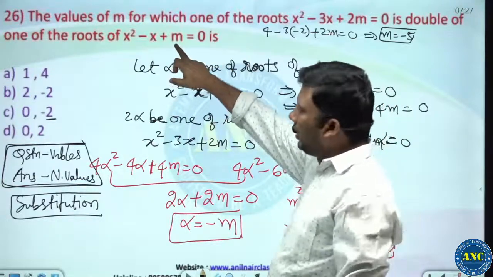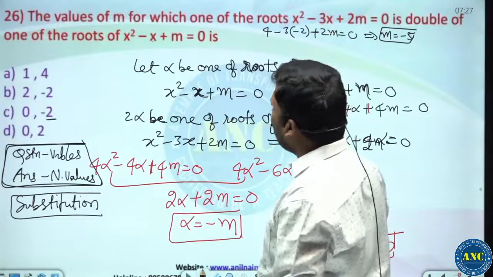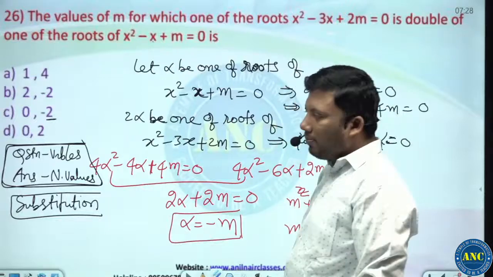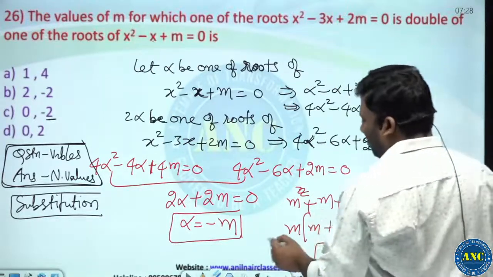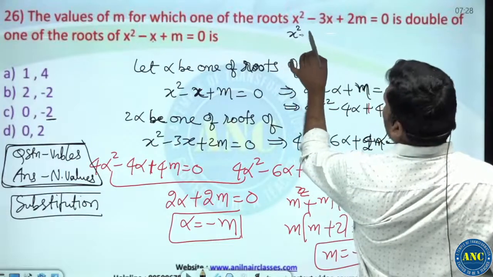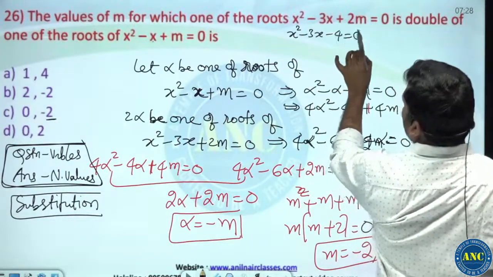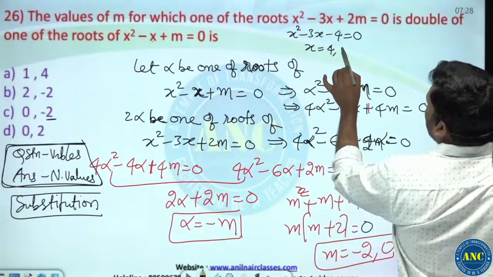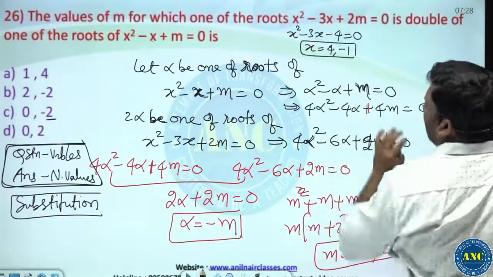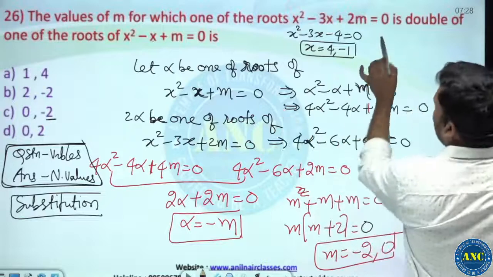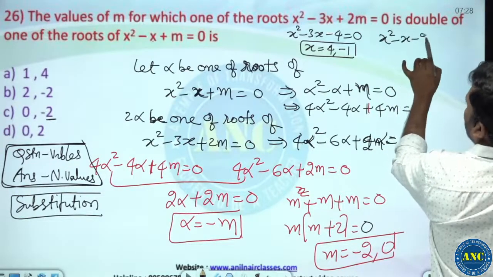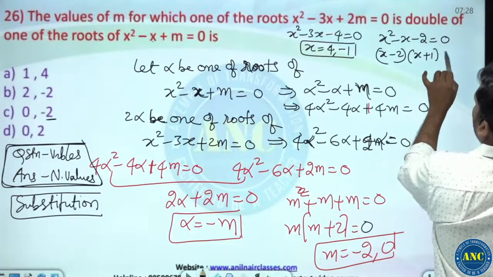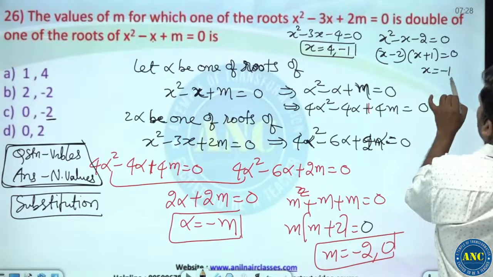So if I substitute m equivalent to minus 2, what is happening? We are substituting m, right? Not x. M is minus 2. So this will become x square minus 3x minus 4 equivalent to 0. So the roots will be 4 comma minus 1. If I substitute m value minus 2, x square minus x minus 2 equivalent to 0. So x minus 2 into x plus 1 equivalent to 0. X is minus 1 comma 2.